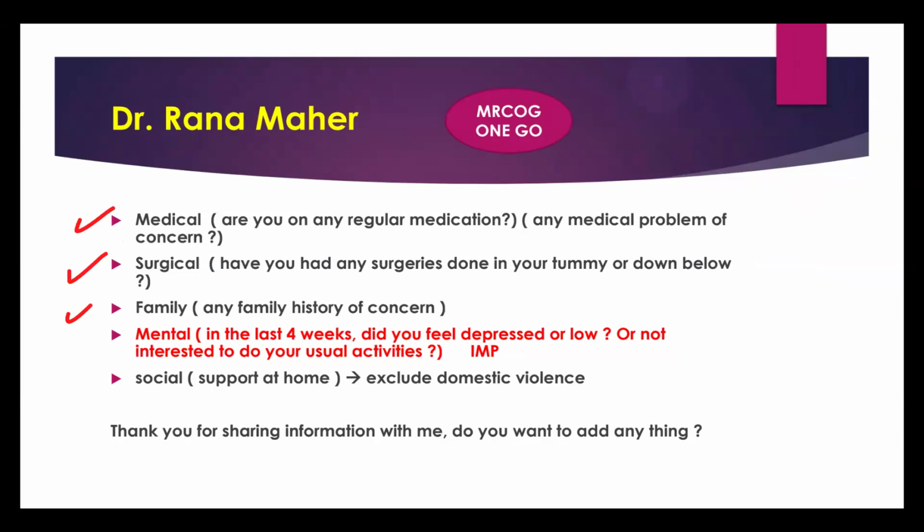Mental history is very important and crucial here because for sure this patient is affected. She will need counselor and support, even her partner as well. And this can be done in the hospital and also can be done by the GP and the support group. Social, what about support at home? And here exclude domestic violence, and why.